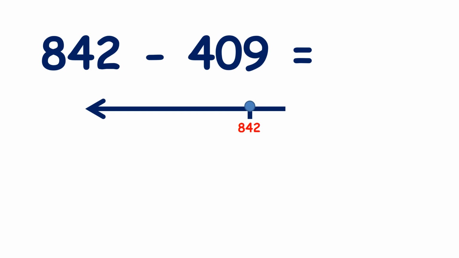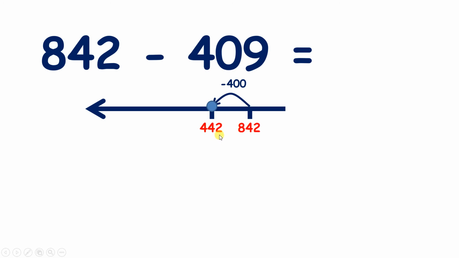Now pause the video and answer 842 minus 409. So we need to subtract 4 hundreds and 9 units. If we start with 8 hundreds and we subtract 4 hundreds, that leaves us with 4 hundreds, so we have 442. Now we need to subtract 9 units.